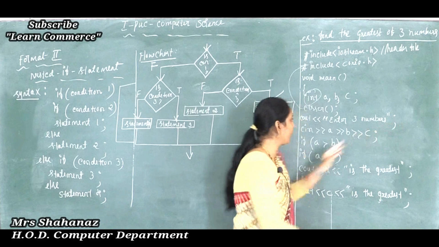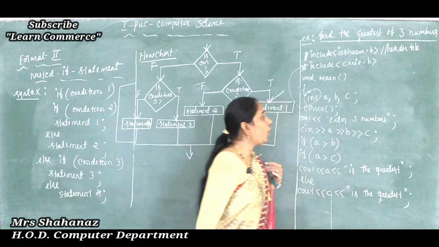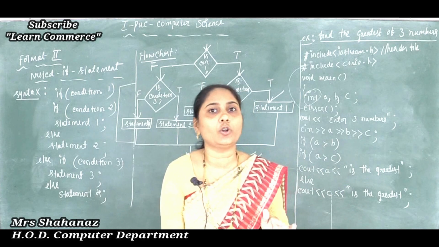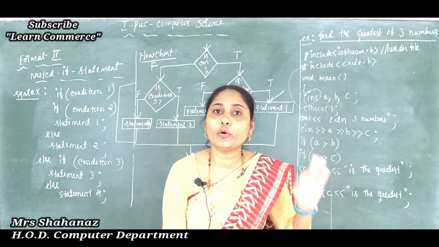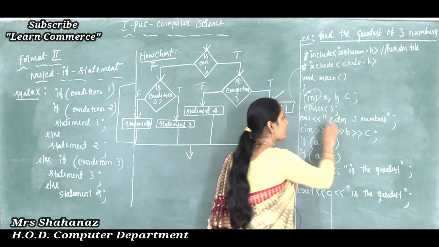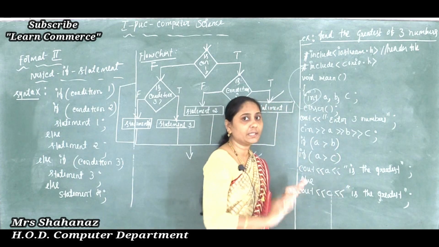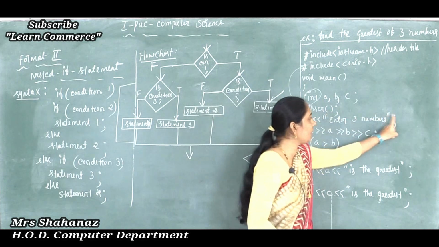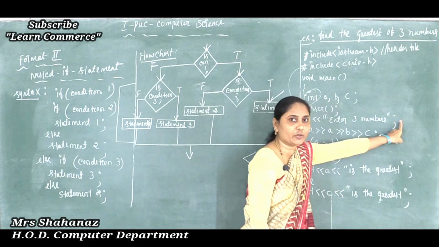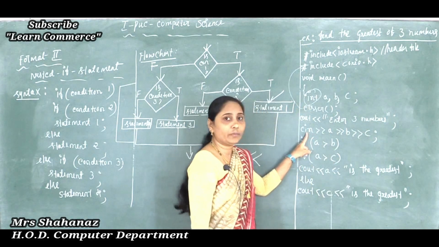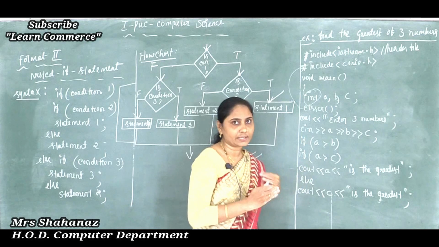Clear this one? If you are not using double quotation marks, or if you use them on one side but do not close the double quotation on the other side, it will give an error and the program will not execute. So when you want to display any message, write it within double quotation marks, and lastly terminate it with a semicolon. Correct?